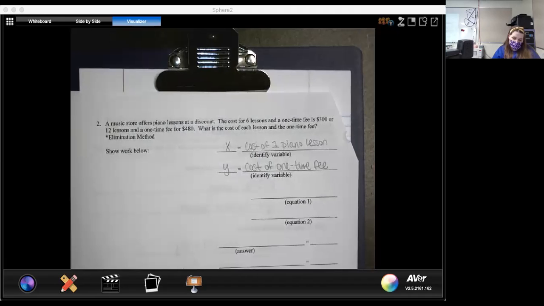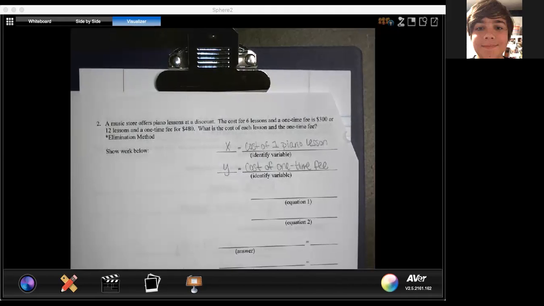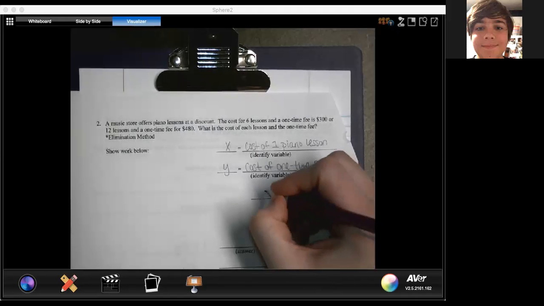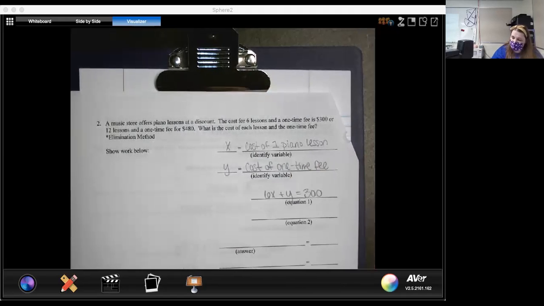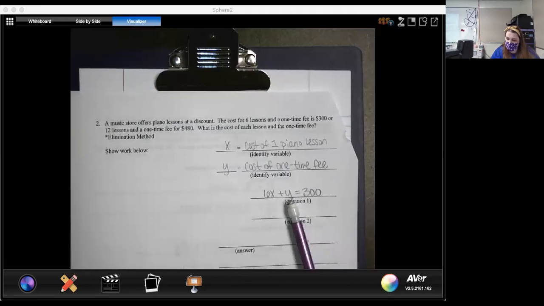Now let's move on to our equations. The music store offers piano lessons at a discount. Great, that doesn't give me anything towards my equation. The cost for 6 lessons and a one-time fee is $300. What would that equation be? 6x plus y equals 300. Right. 6 lessons and a one-time fee is $300.